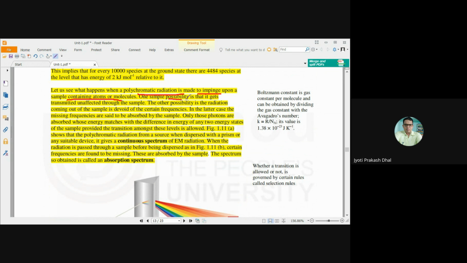One simple possibility is that it gets transmitted unaffected through the sample. The other possibility is that the radiation coming out of the sample is devoid of certain frequencies. In the latter case, the missing frequencies are said to be absorbed by the sample, and only those photons are absorbed whose energy matches the energy difference between two energy states of the sample, provided that the transition between these energy levels is allowed.